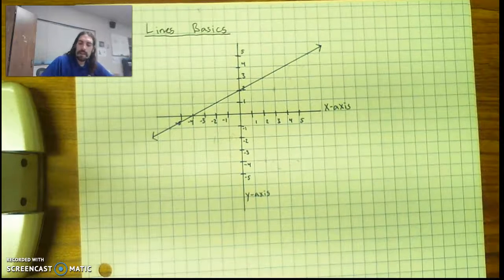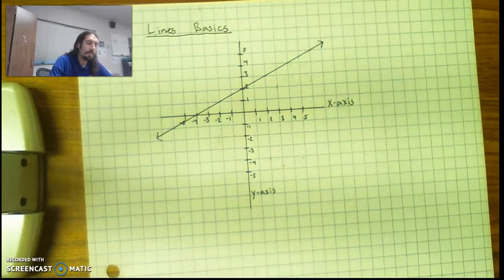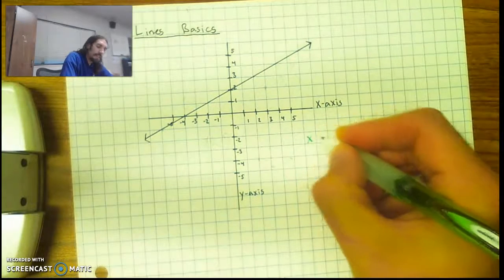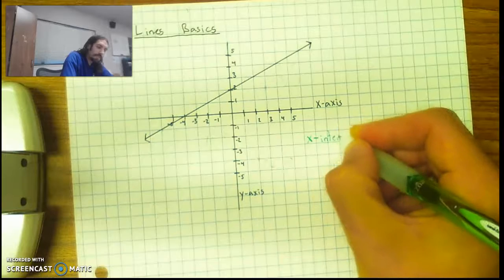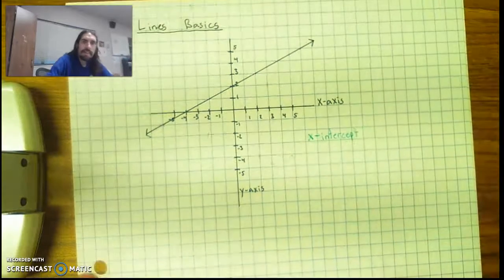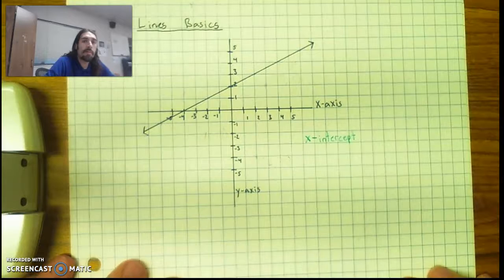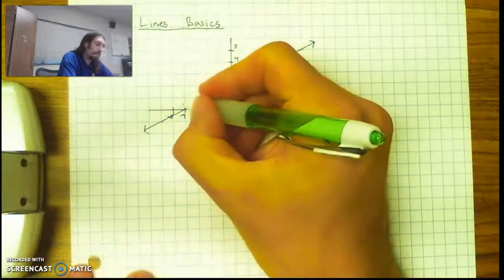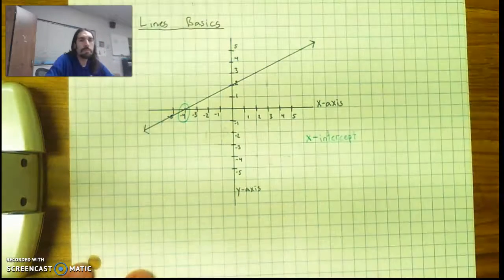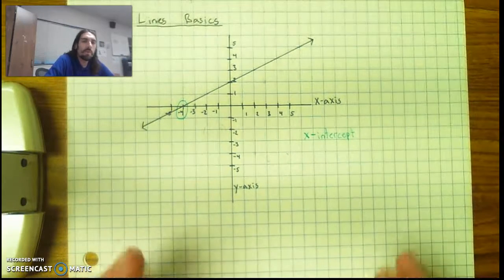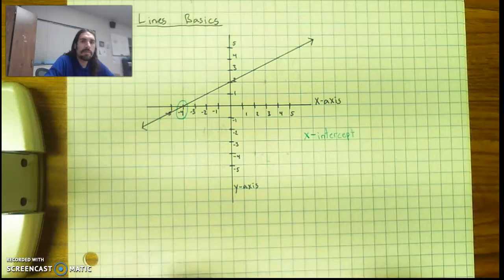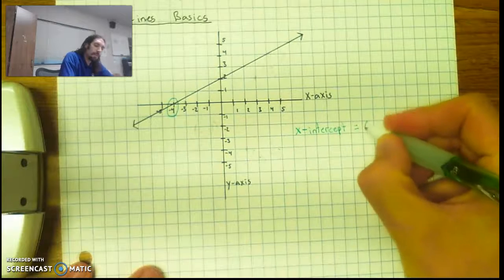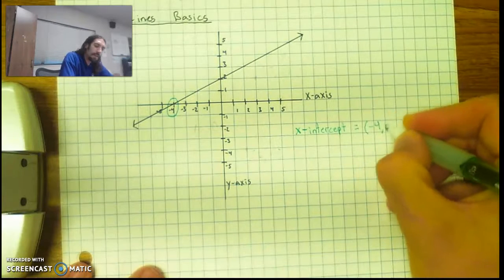In addition, we have 3 traits that we want to be able to identify about our lines. One of those traits is going to be the x-intercept. And the x-intercept is just a fancy way of saying where does it cross the x-axis. So if we find our x-axis and we go to that point, then this point right here will be our x-intercept. When we list the intercept, we want to list it as an ordered pair. So our x-intercept for this particular line will be the ordered pair -4, 0.